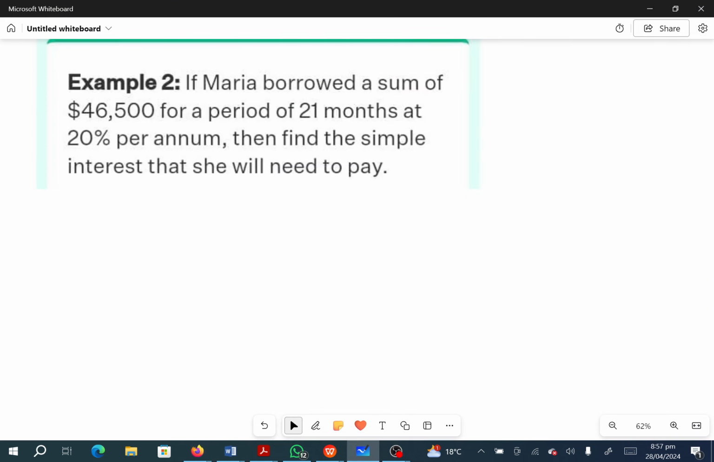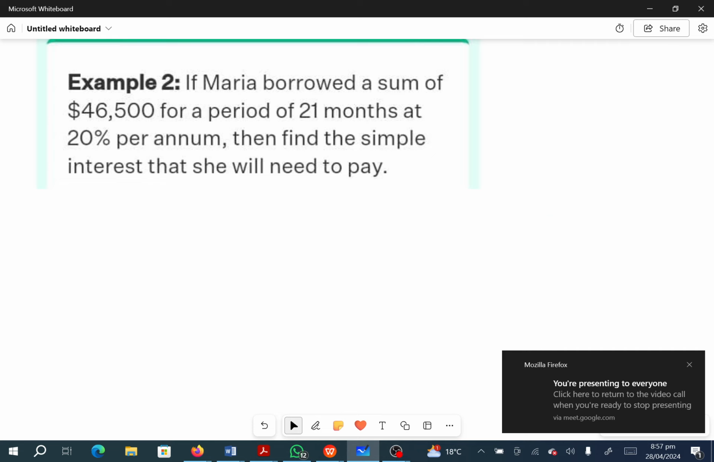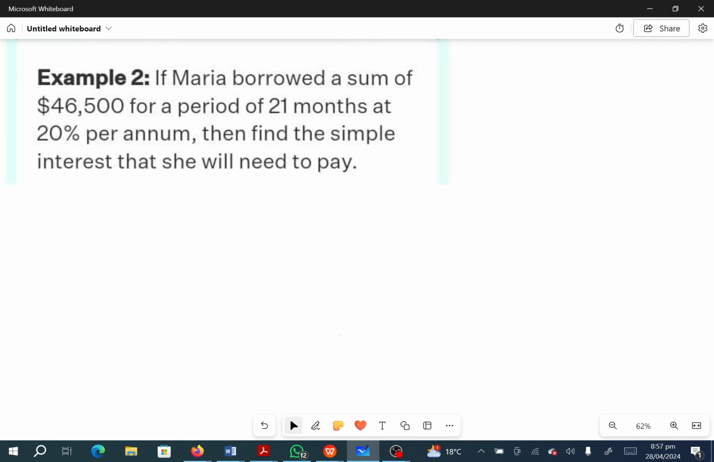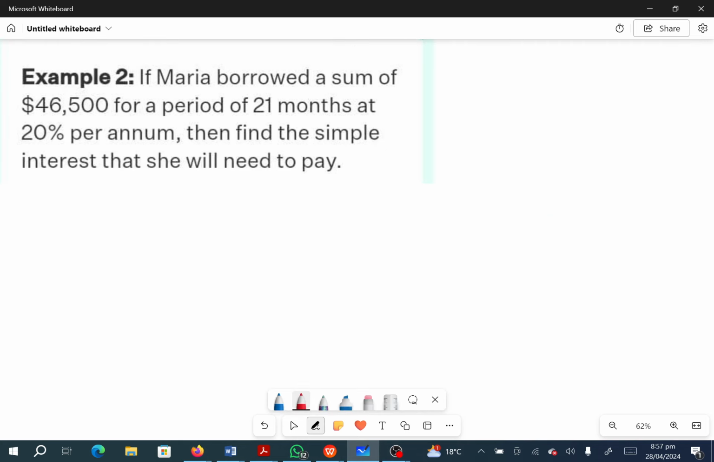Okay, so if Maria borrowed the sum 46,500 for a period of 21 months at 20% per annum, then find the simple interest that she will pay. So let's do our tradition. Our tradition is that for every question we have to collect some data. So we'll say data for this question.